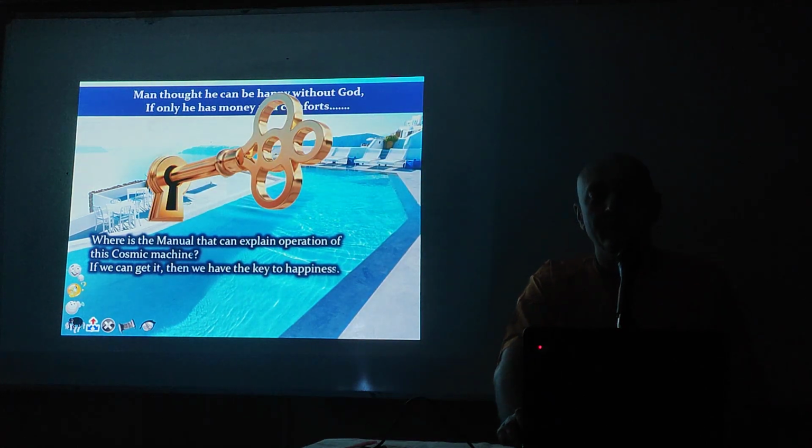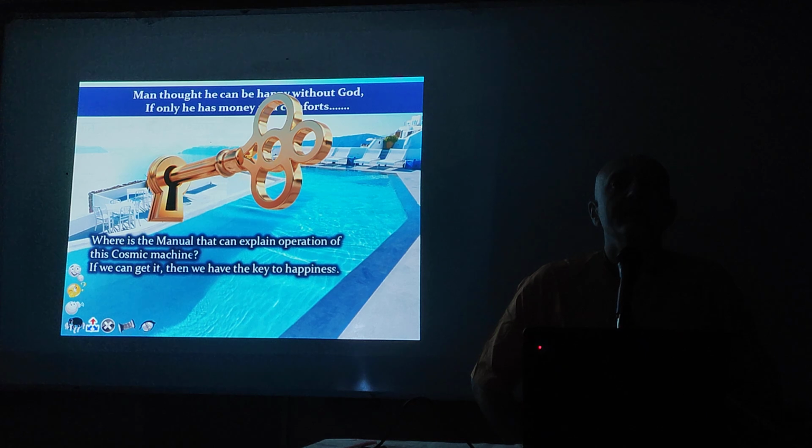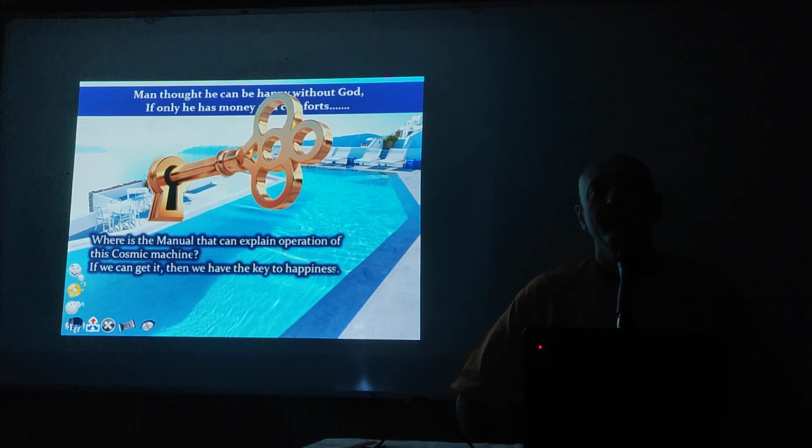So where is the manual that can explain the operation of this cosmic machine? If we can get it, then we can have the key to happiness. So that's the point. You have to know what we do. What is this world? What is our position? How to operate? Where is that knowledge? See, political systems, social systems, anything, you're experimenting. Who is satisfied? Which country is satisfied? Which society is satisfied? Which family is satisfied? Name it. It doesn't work. Why? Because we don't follow the manual.